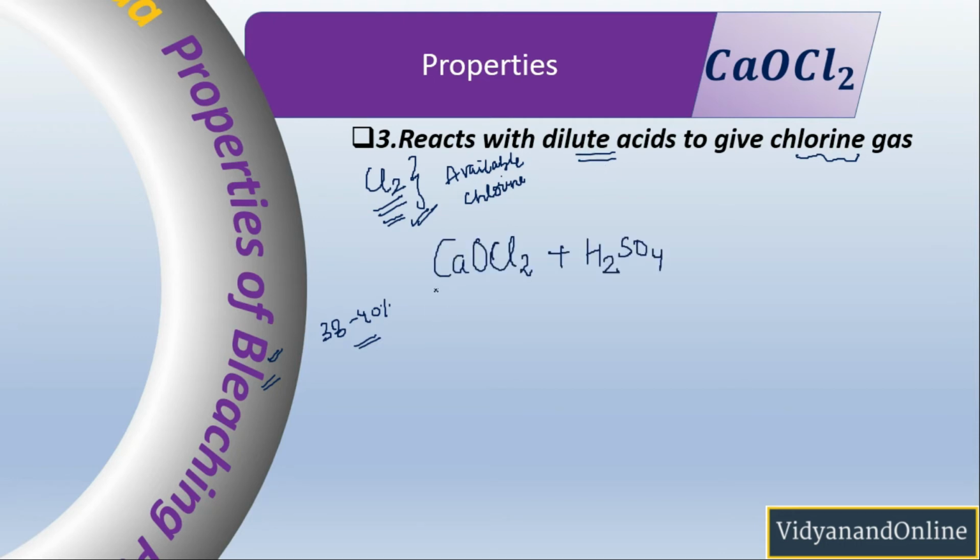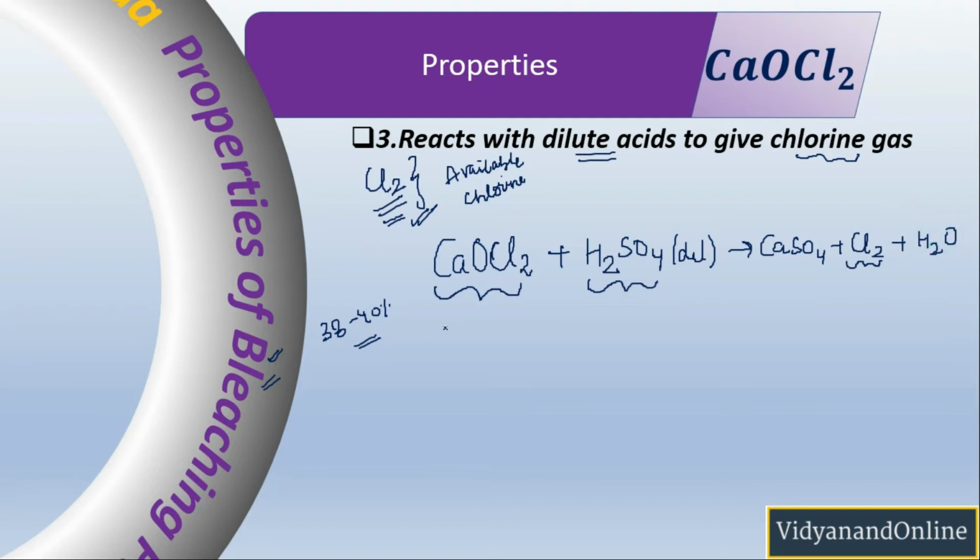For example, you have calcium oxychloride, which is bleaching powder, reacting with dilute sulfuric acid. Now what will you get in the product? You will get calcium sulfate, CaSO4, along with chlorine gas, and this chlorine gas is called available chlorine in this bleaching powder, and the formation of water.